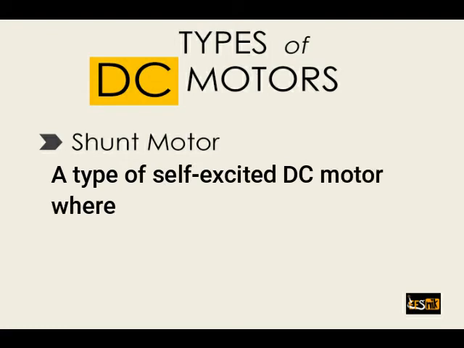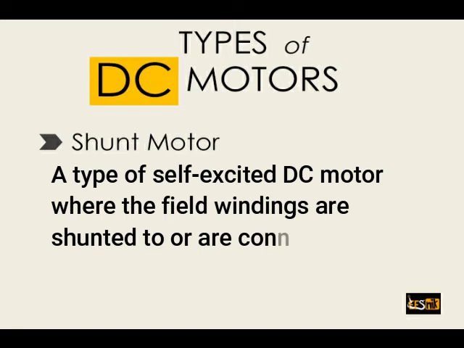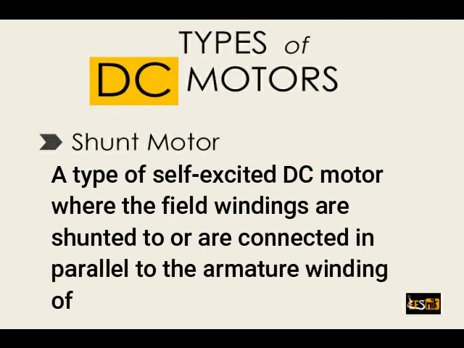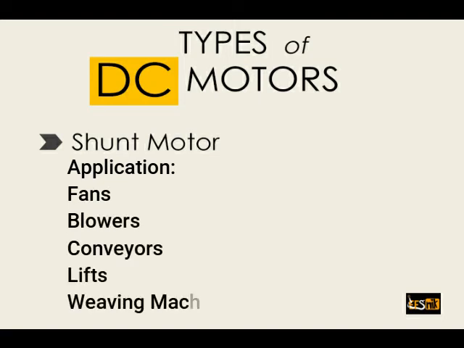Shunt type DC motor. A DC shunt motor, also known as a shunt wound DC motor, is a type of self-excited DC motor where the field windings are shunted or connected in parallel to the armature winding of the motor. This type of motor is used in fans, blowers, conveyors, lifts, and weaving machines.